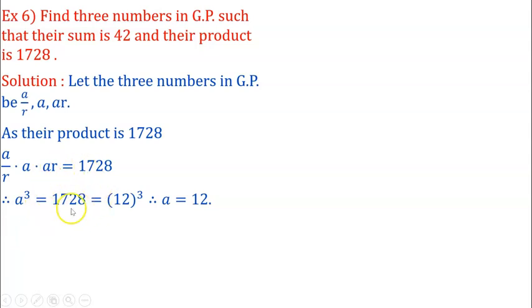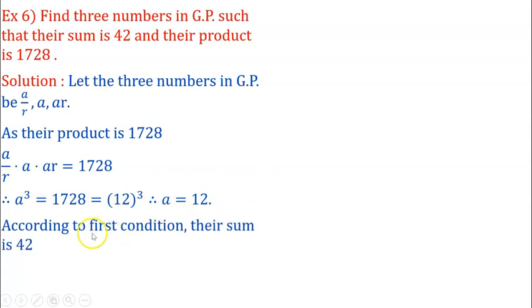1728 and this is nothing but the cube of 12. Therefore, A cube is equals to 12 cube. It means that A is equals to 12. According to first condition, their sum is 42. Means what? A upon R plus A plus AR is equals to 42.